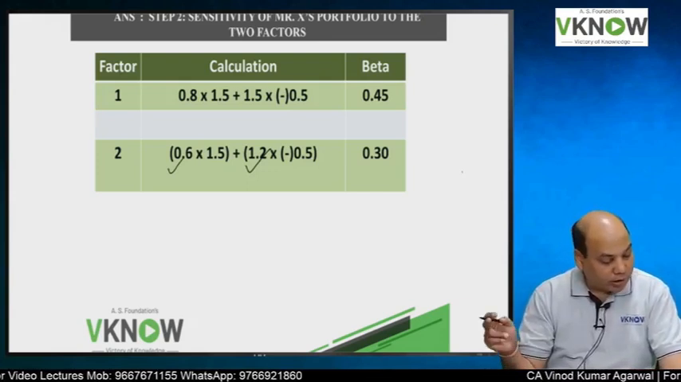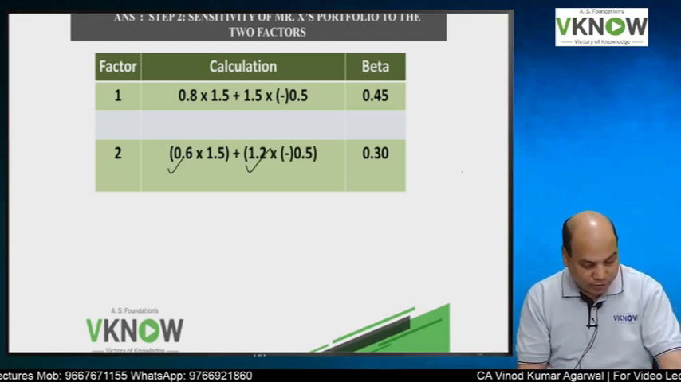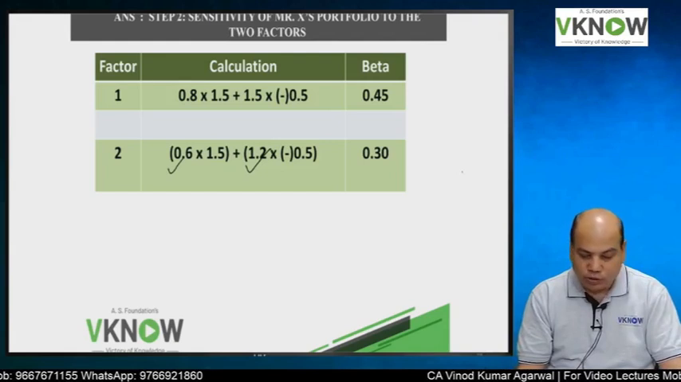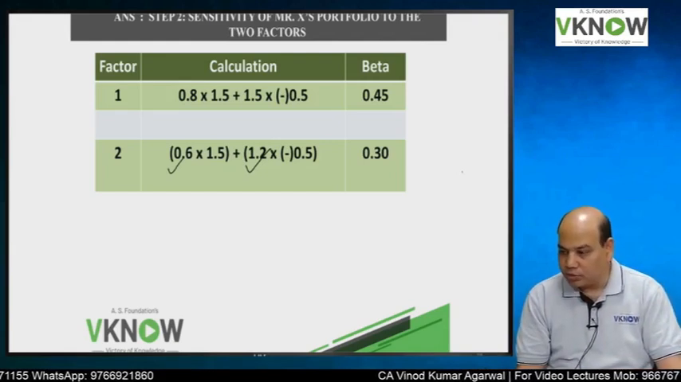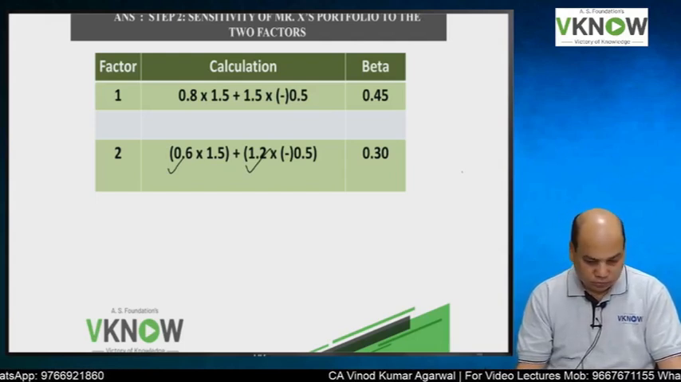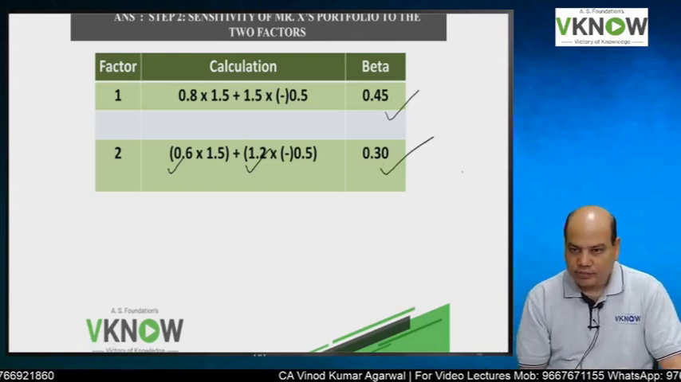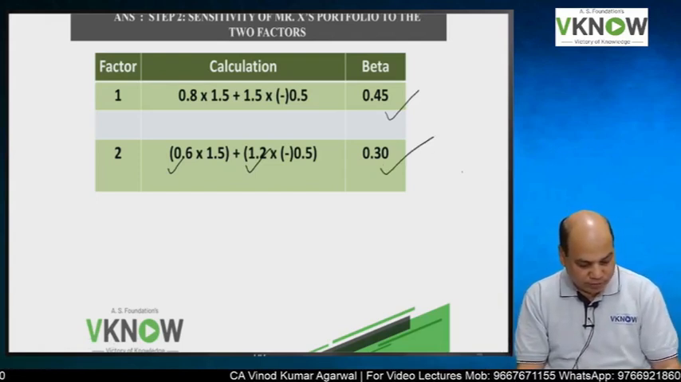Risk-free rate will come in the second part of the answer. First part of the answer does not have any risk-free. Okay. So 0.6 into 1.5 plus 1.2 into minus 0.5. 0.30. So this was so easy. Only you have to get the weights correctly done. Okay.